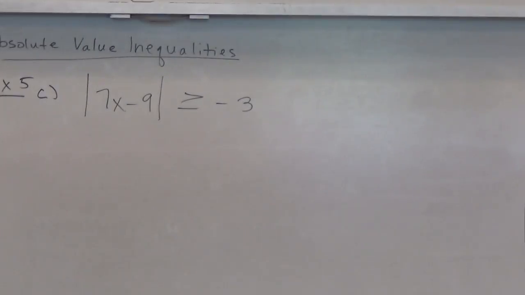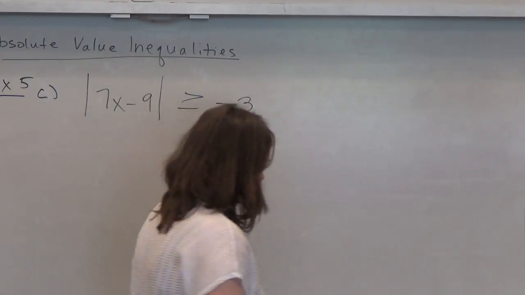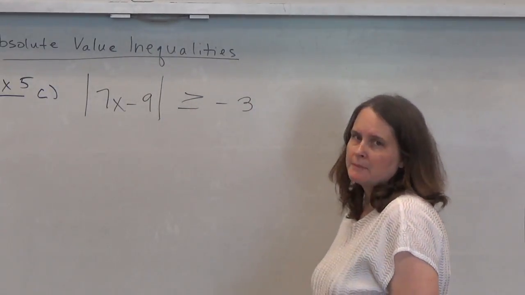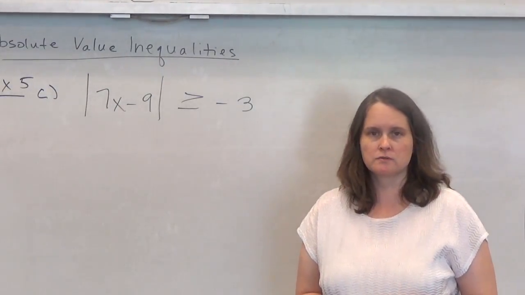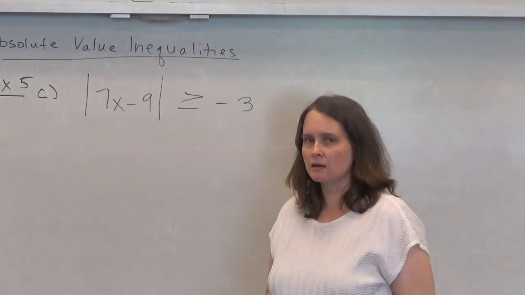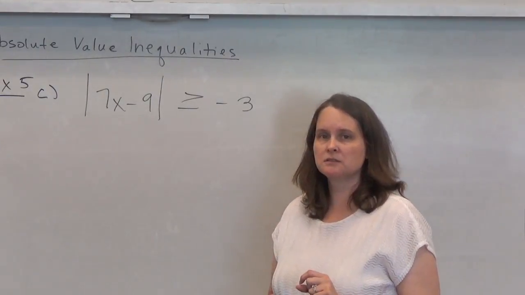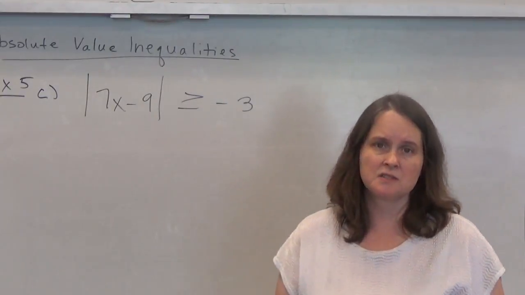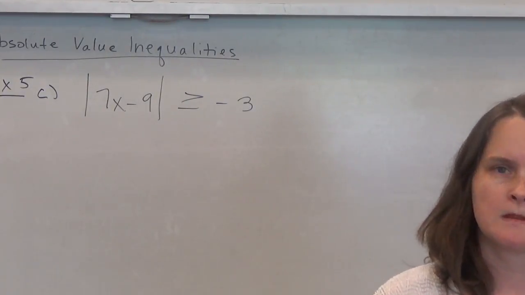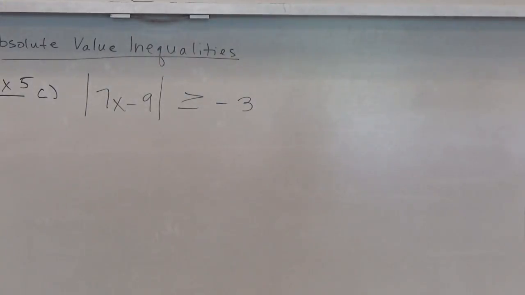Example 5, part C, we're asked to solve absolute value 7x minus 9 greater than or equal to negative 3. Now before I start trying to set this up, let's take a moment and think about what this is saying. What do we know about absolute value? If you take the absolute value of any number, you know it's a measure of distance. So will it ever be negative? All right, I'm going to stop. I'm going to ask you to pause the video, give this some thought, think about what you know about positives and negatives, greater thans and less thans, and just give it a moment.